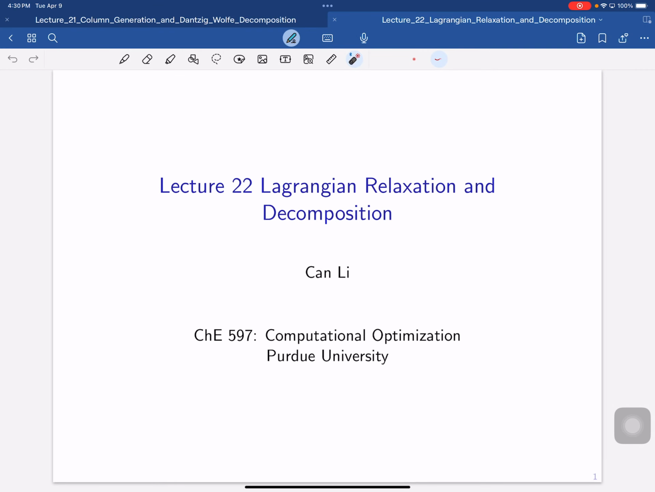So we will continue our discussion on decomposition algorithms. Just to recall what we have discussed so far. We had a gap in between discussing the project. Remember, we first started talking about Benders decomposition. In Benders decomposition, the motivating application is the so-called newsvendor problem, where you have the first stage decision and the second stage decision.